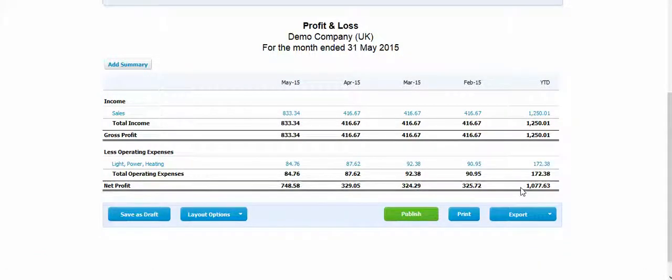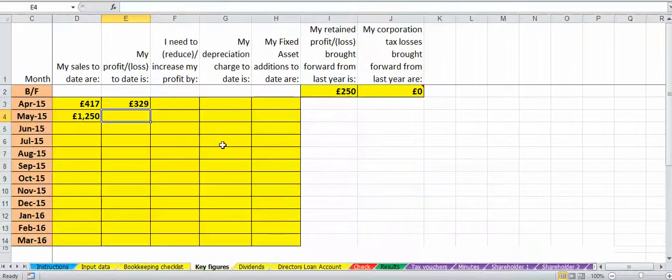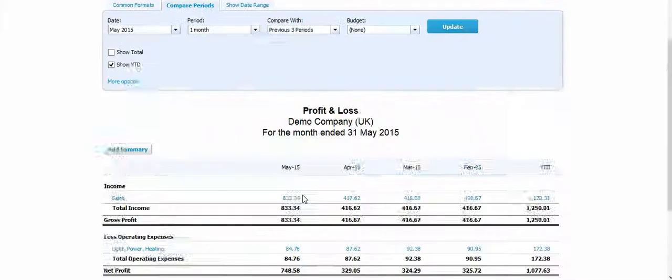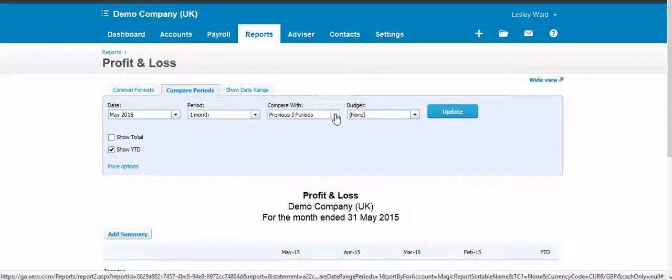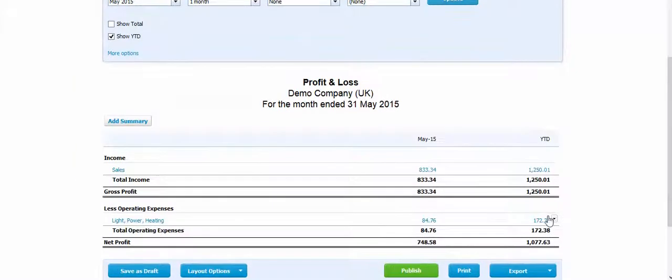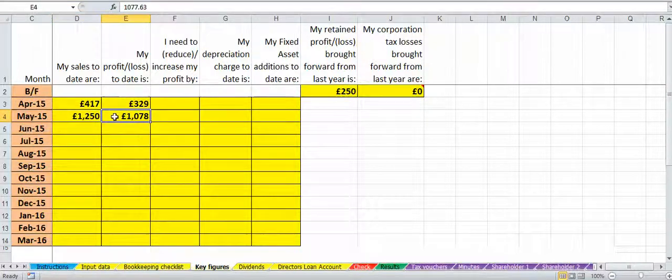And profit to date is 1077.63. So that's our year to date profit, and you can see it's come from our April and our May profit here. And the difference is, if we didn't compare with any periods, so we took that away, we would just see the 1 month and the year to date. But you want to put your cumulative figures in here. It's your sales to date, your profit to date. So that's how to complete the key figures, and in the next video we'll look at how to complete the dividends workbook.